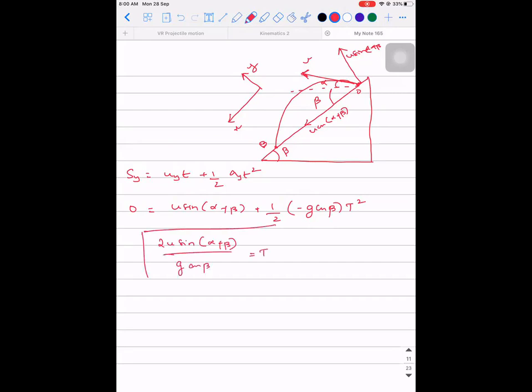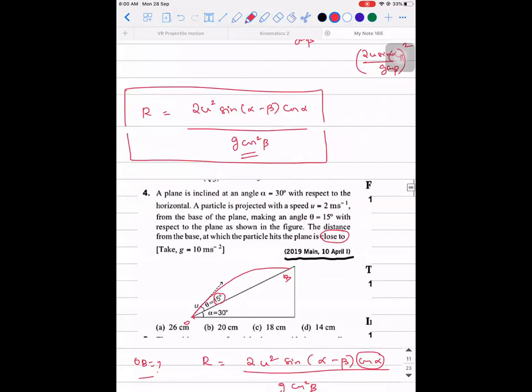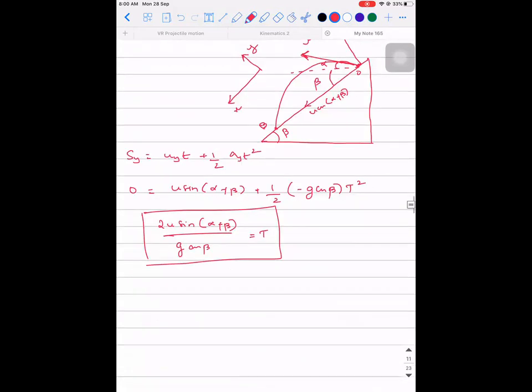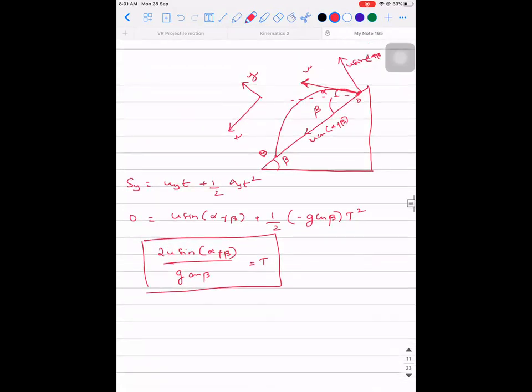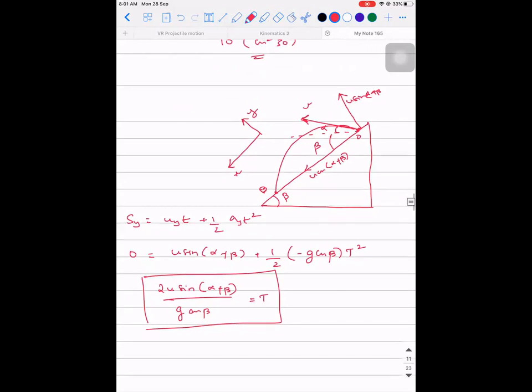So what is that you're able to observe? The difference comes in terms of alpha plus beta and alpha minus beta. Similarly, if you verify the previous formula of range, what is it you had? You had 2u square sine alpha minus beta into cos alpha. Now here, what will you get? You will get 2u square sine alpha plus beta into cos alpha divided by g cos beta. I hope that is clear, guys. Yes, sir.